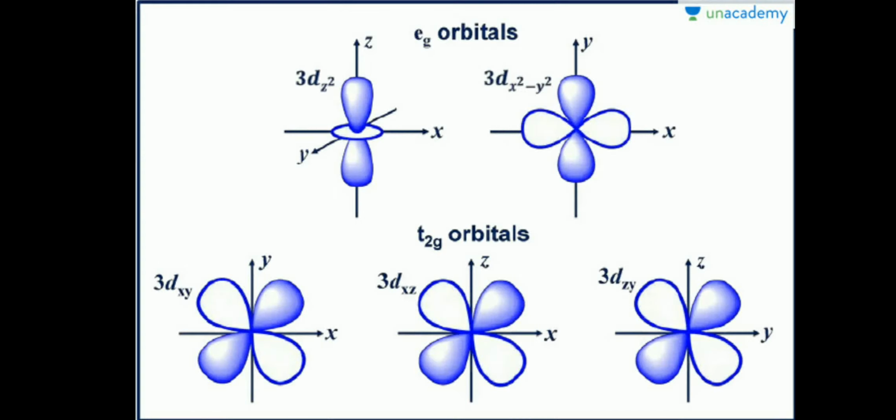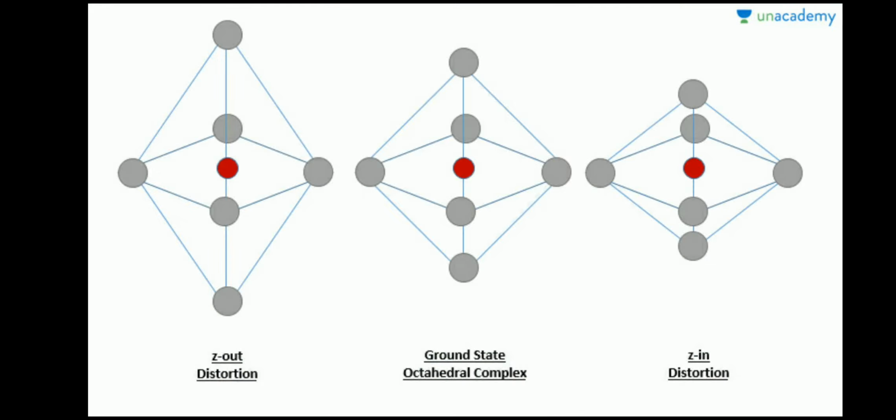Now if, instead of giving more electrons to dz square, I give more electrons to dx square minus y square, in that case there will be more electrons on the x and y axes.